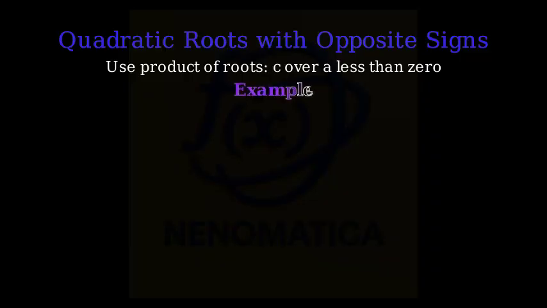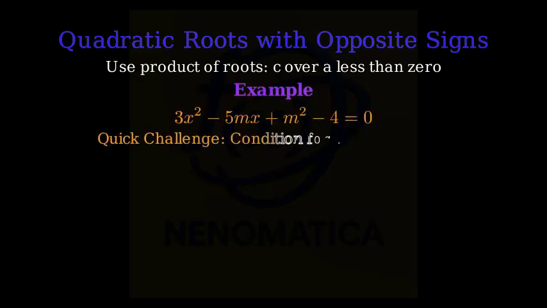In this lesson, we'll solve a classic parameter problem for quadratics. We want all values of m such that the quadratic has 2 roots with opposite signs. Let's begin with the example and state the equation clearly. Quick challenge. What is the condition that guarantees 2 roots of opposite signs?